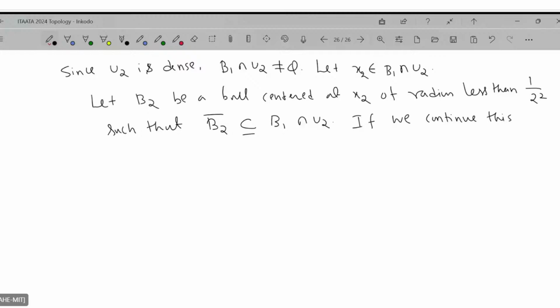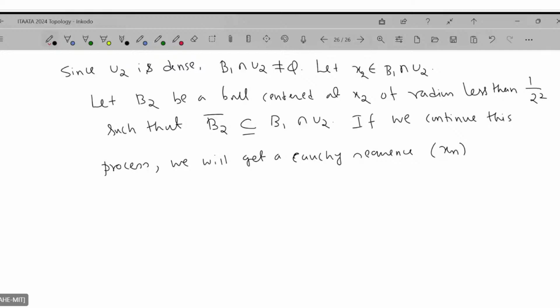If we continue this process, we will get a Cauchy sequence, because the ball is becoming smaller and smaller. Thus, because it's a complete metric space, it will converge.